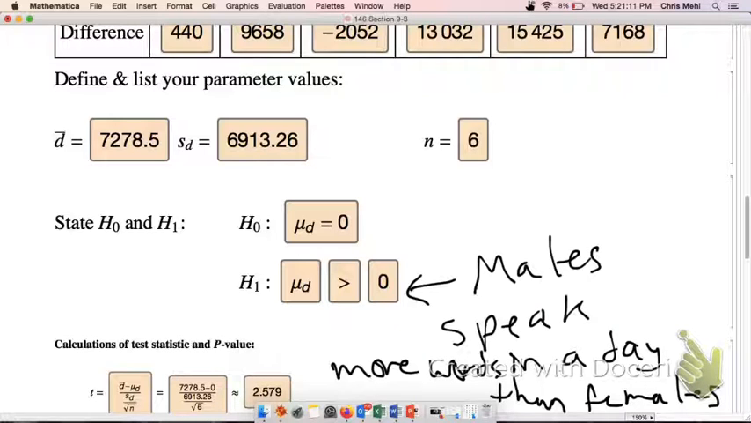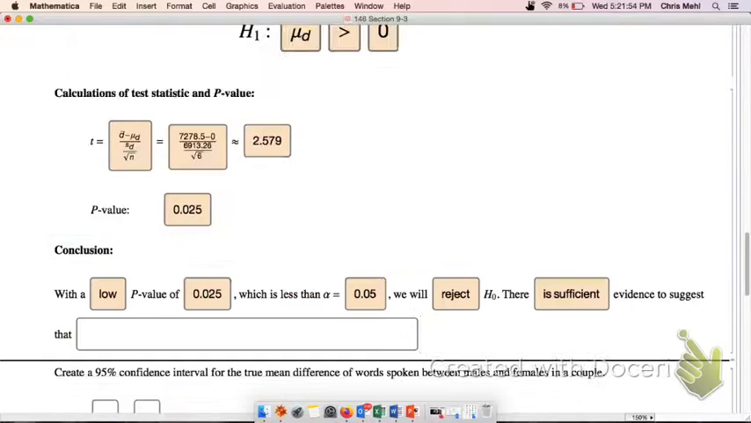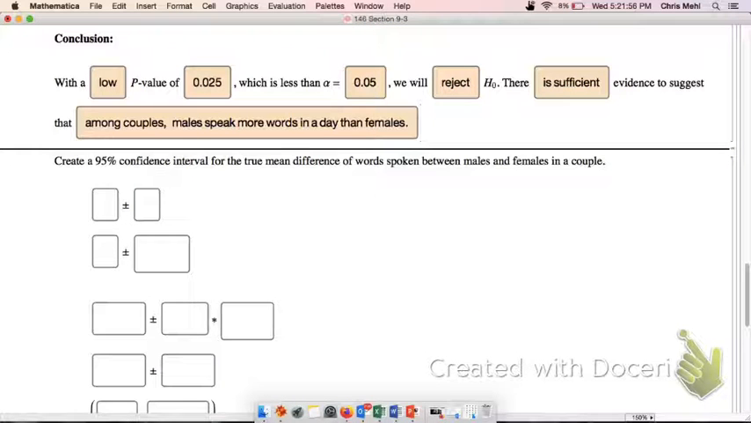Okay. So we have evidence to support the alternative hypothesis that among couples, males speak more words in a day than females. Okay?